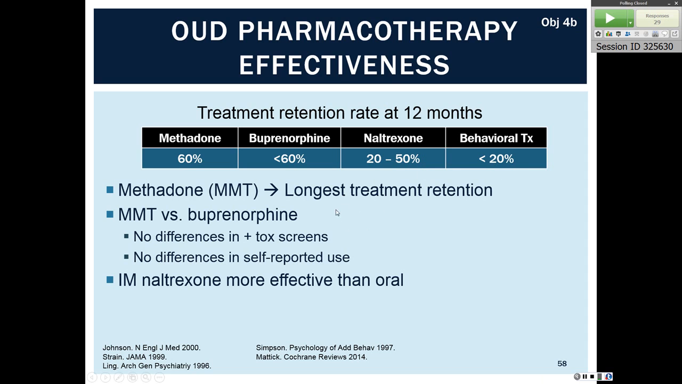So we know that methadone, or methadone maintenance treatment, which is what MMT stands for, has the longest treatment retention. If we were to compare methadone versus buprenorphine, we don't see a difference in positive toxicology screens, and we don't see a difference in self-reported use. So this is why we consider both of them to be basically first-line therapy. And then we know that IM is more effective than oral naltrexone.